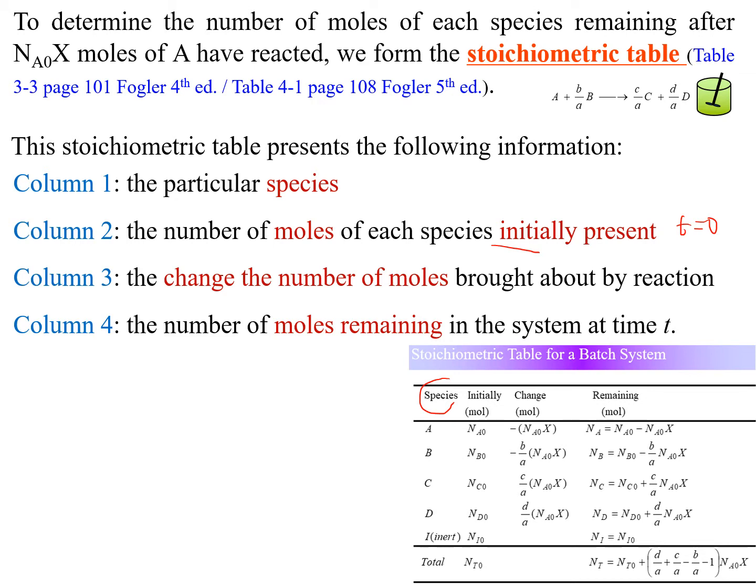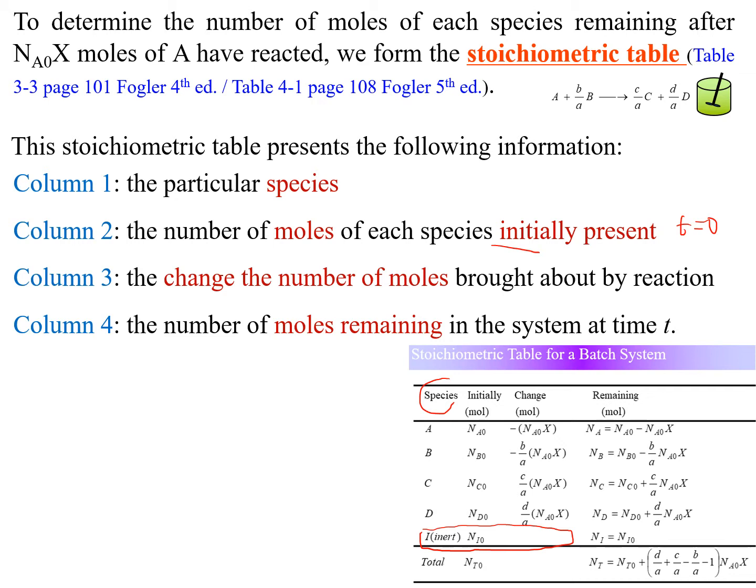For column 3, they change the number of moles brought about by the reaction. So this would be the third column. If you can see, minus Na naught X, and for B it is minus B over A times Na naught X, and so on. But for the inert case, there is no reaction that occurs.